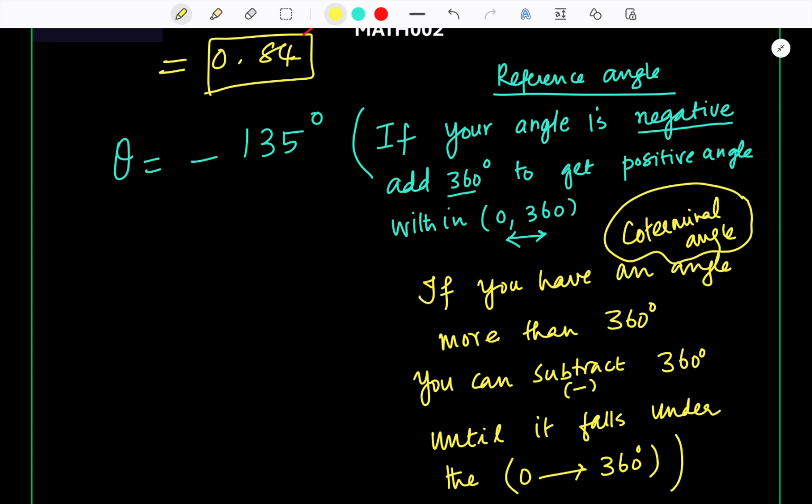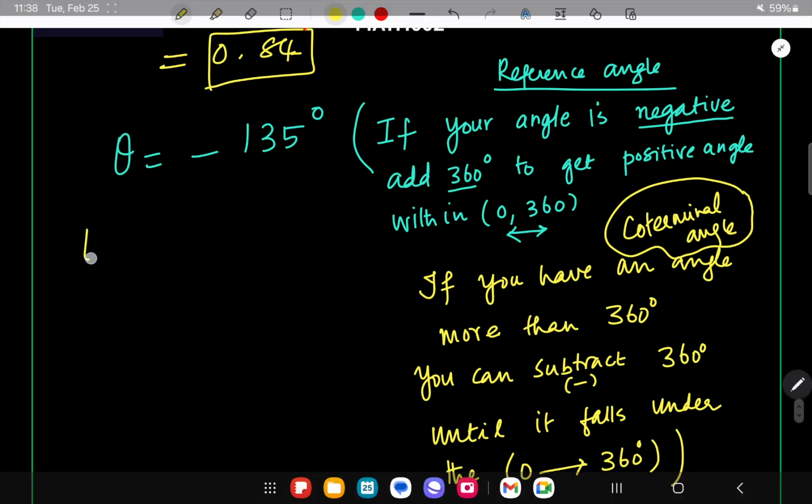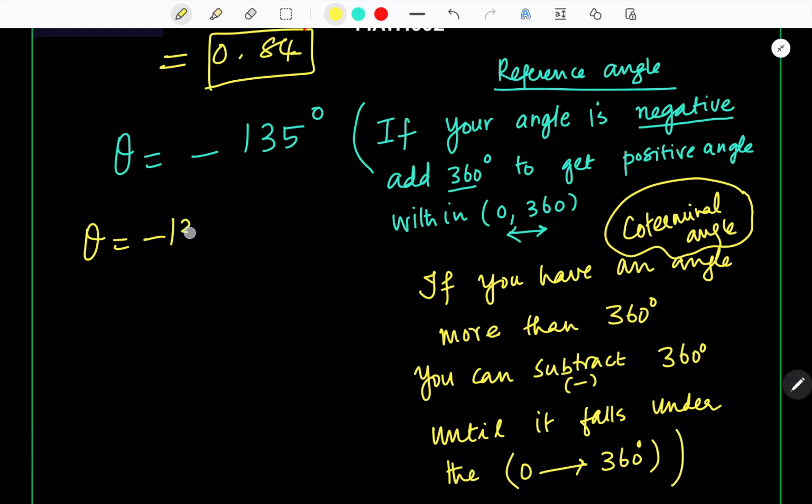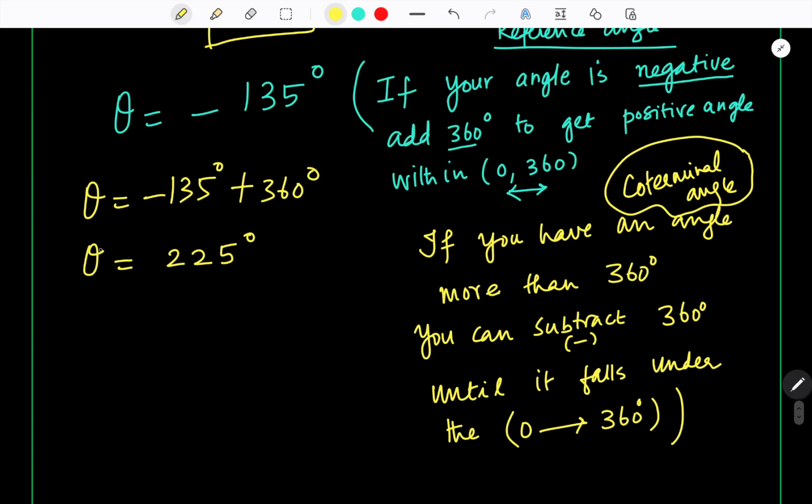Right, so let me start here. Theta equals minus 135 degrees plus 360 degrees, which is equal to 225 degrees. Is this your reference angle? No, no, no. We just made it positive. Now we are going to find the reference angle.